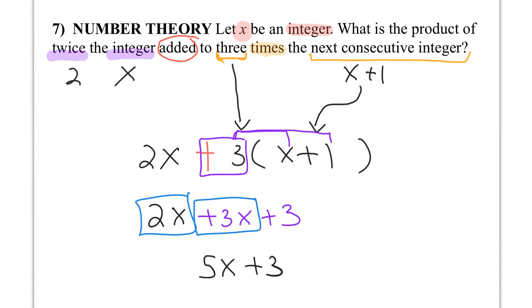Now notice the question. It says, what is the product of twice the integer added to 3 times the next consecutive integer? They're not asking for the integer. They're not saying solve for x. So we are not going to write an equation. We are not solving for x. My answer is this algebraic expression, and it is a polynomial, 2 terms, binomial. We have 5x plus 3.